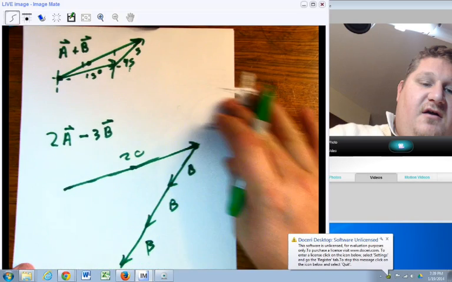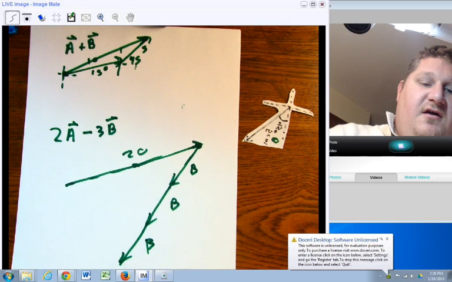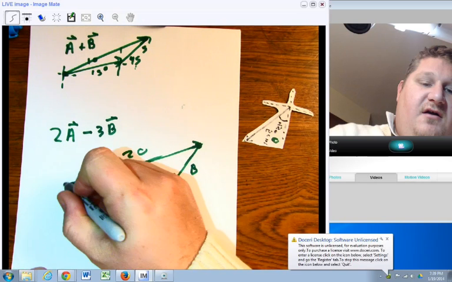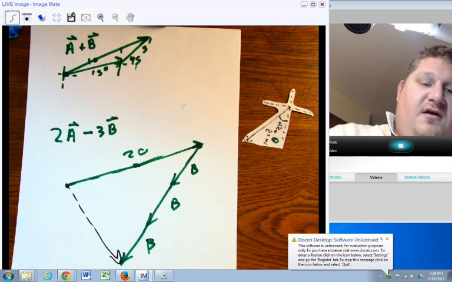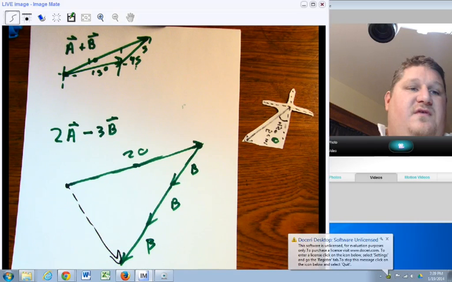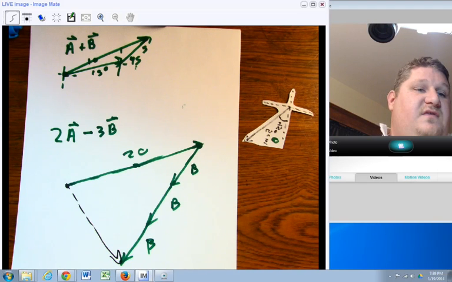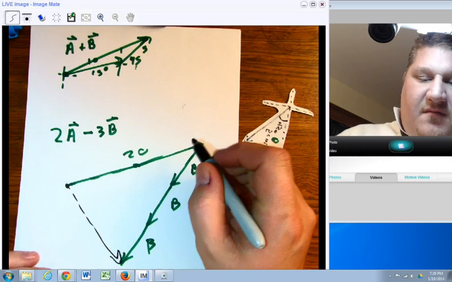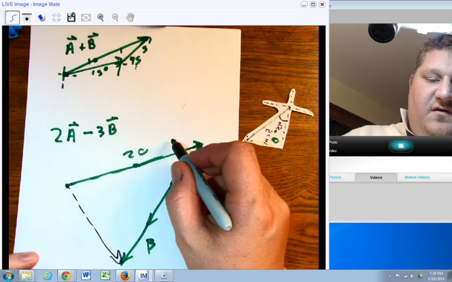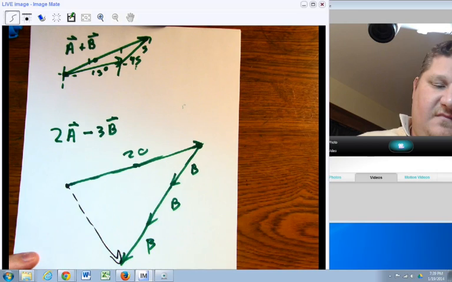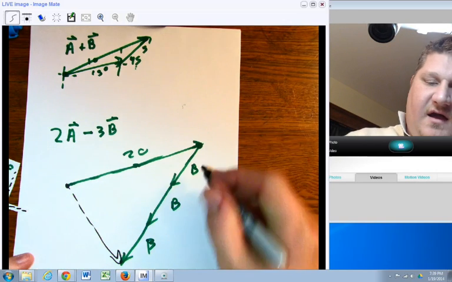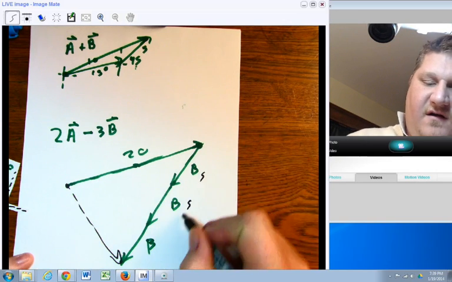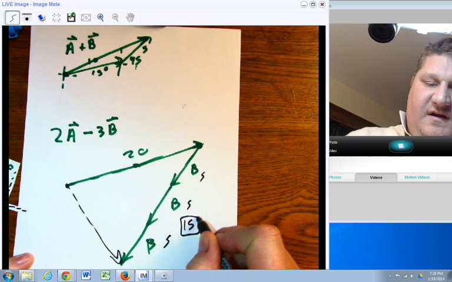And in that case, my resultant is going to be from here to here. Now, we're going to have a whole lot of things that we're going to need to deal with to find this resultant. First among them is to find the two lengths. So this is 20. Since this was 5, I have 3 of them, so it's 5, 5, 5, or 15 units.